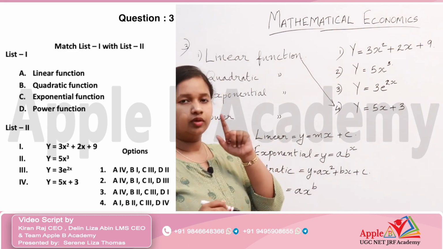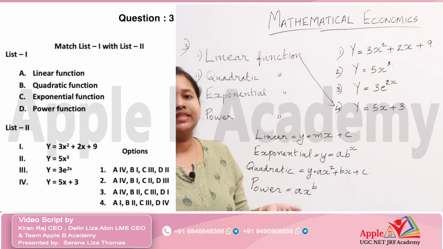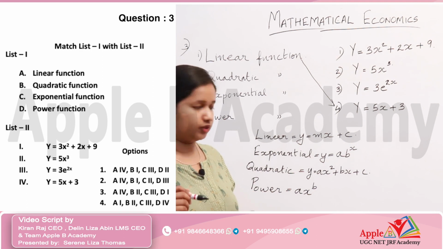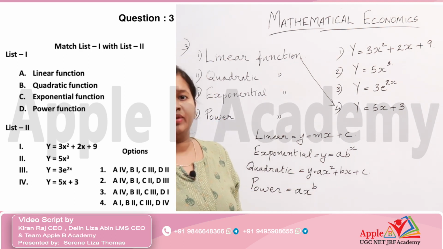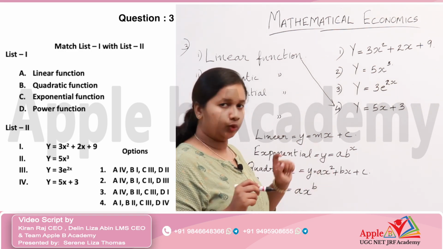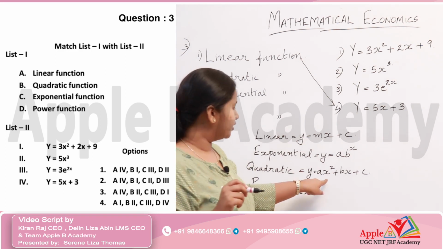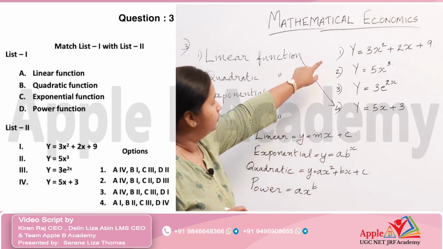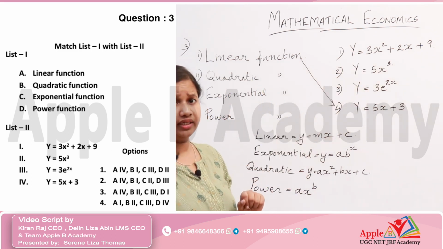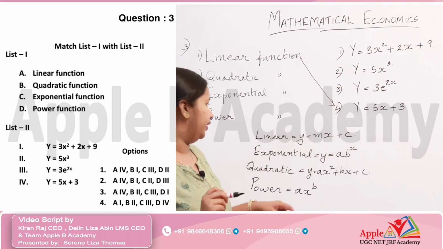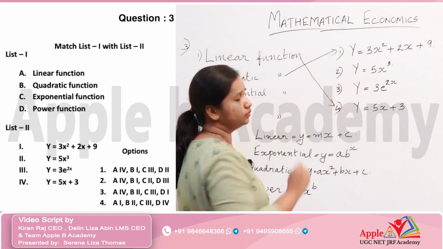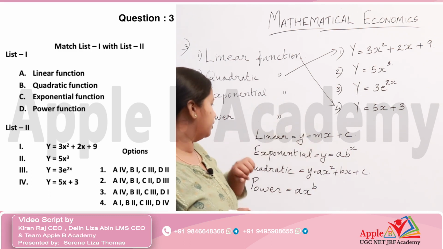Now the second one is quadratic function. Let us see the general equation for quadratic function. The general equation is y is equal to ax square plus bx plus c. Here the maximum power is 2. In a quadratic function, the maximum power of x would be 2. Look at the first option, y equal to 3x square plus 2x plus 9. So it is matching with this general equation.